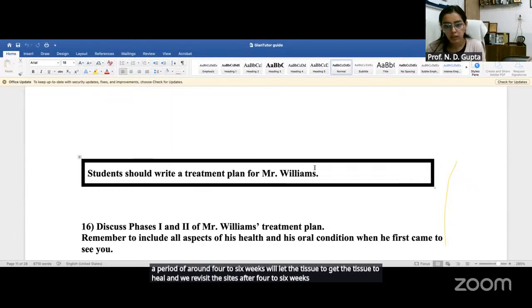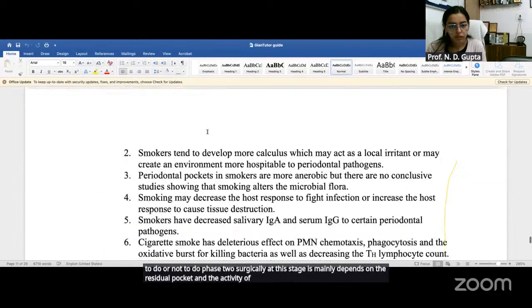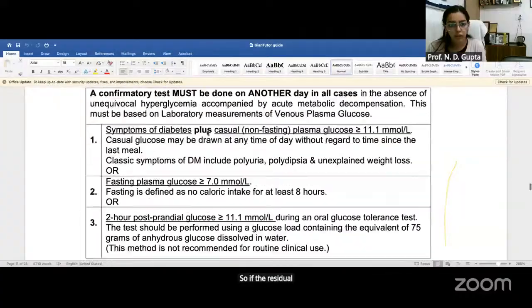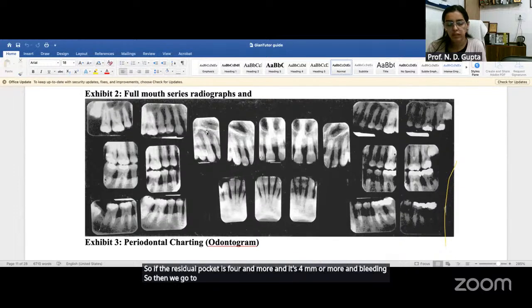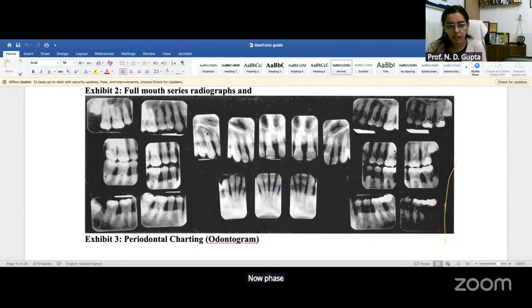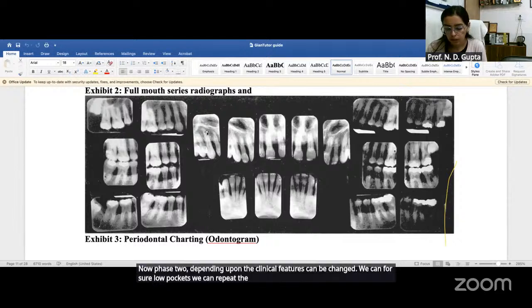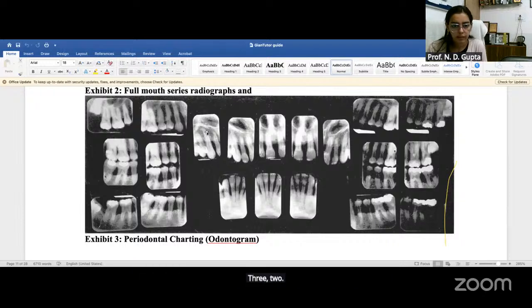The criteria whether or not to do phase 2 surgically at this stage mainly depend on the residual pocket and the activity of the pocket. If the residual pocket is 4 mm or more and it's bleeding, then we go to phase 2. Or if it's a deeper pocket of more than 6 mm, then also we proceed with phase 2. Phase 2, depending upon the clinical features, can be changed. For shallow pockets, we can repeat phase 1 again, or we can perform open flap debridement, and if bone defects are there, we can go for resective procedures, and if the defect is contained, we can go for regenerative procedures. Thank you.